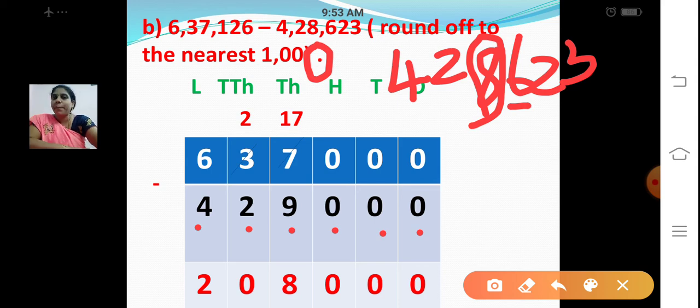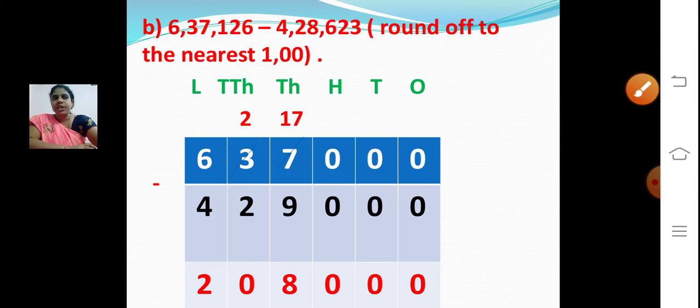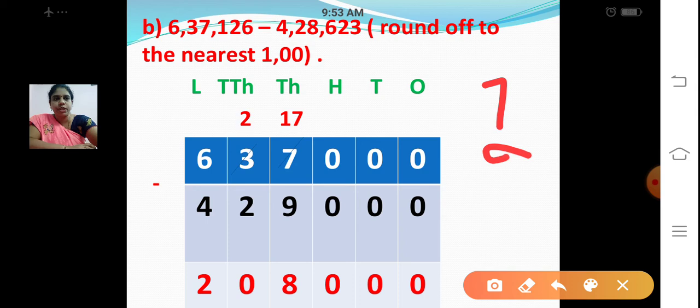So we have rounded off the minuend and subtrahend to the nearest 1,000, right? Now we are going to subtract these two numbers. First we will subtract the ones place. 0 minus 0, 0. Now tens place. 0 minus 0, 0. Now hundreds place. Same. 0 minus 0, 0. Now thousands place. Can you subtract 7 minus 9? That is not possible, right? So what should I do? I have to borrow 1, right?